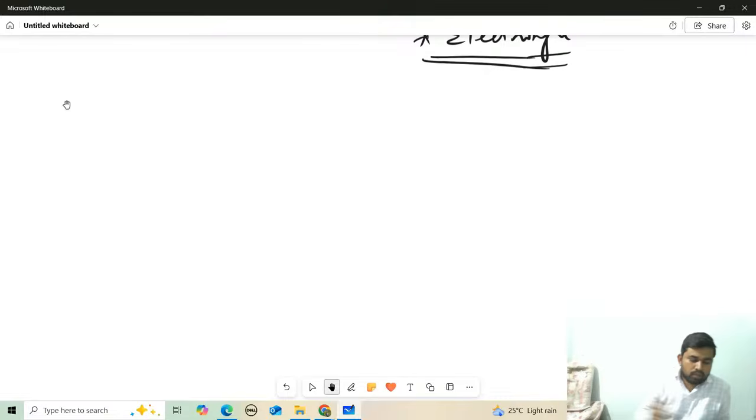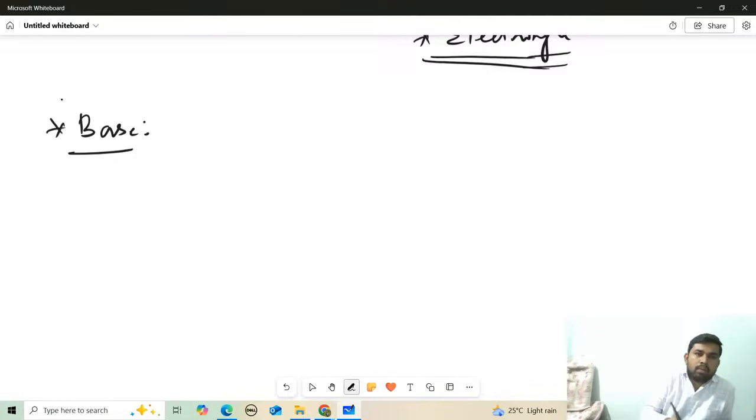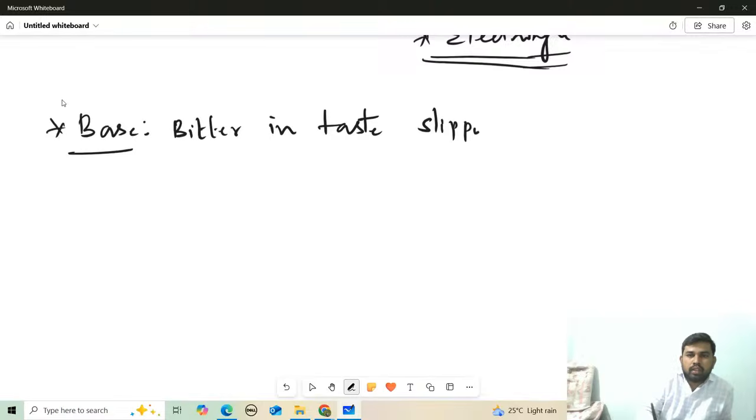Similarly, we can write about bases here. So what do you mean by base actually? Remember, this is a substance which is bitter in taste. So the taste of a base will be bitter, and slippery in nature, slippery to touch. So a base will be slippery to touch and bitter in taste.